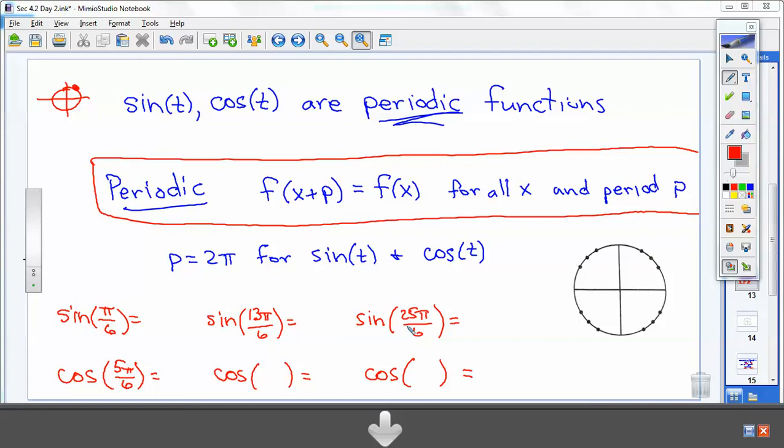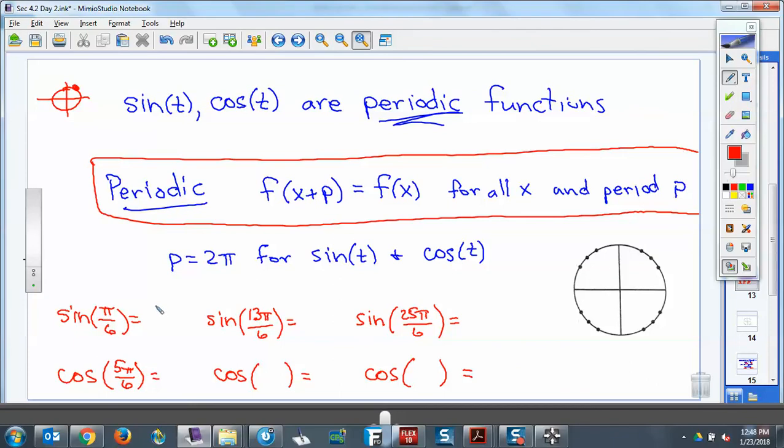Well, what you do is you say, okay, 25 pi over 6, where's that going to be? What quadrant? Remember we did this before lunch? Well, what's 2 pi if your denominator is 6? 12 pi over 6. So we can take off 12 pi over 6. What would you get? 13 pi over 6. Oh, we can do it again. Take off another 12 pi over 6. You get 1 pi over 6. Oh yeah, what's sine of pi over 6? It's 1/2.